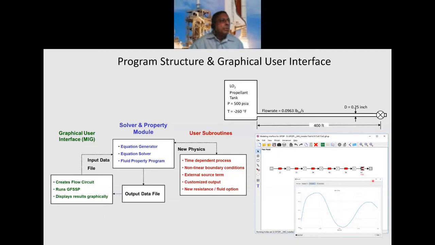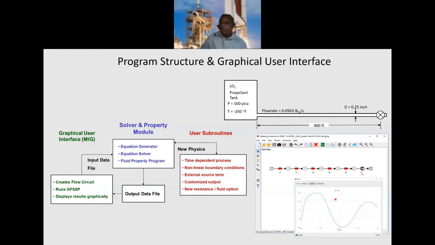So here it shows a simple water hammer problem. This is the inlet, and these are the pipes. You are discretizing it, and here is the valve which you wanted to close suddenly. This is the physical picture of that. Here is the tank, and it's a long pipeline, and here is the valve. So you can construct this flow circuit very easily, and then you can get this water hammer signature.